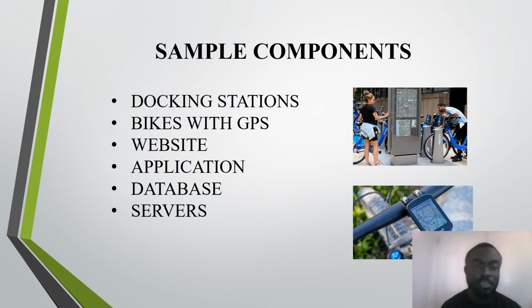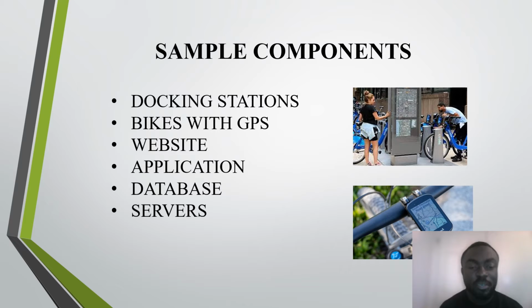As I said, the docking stations. Yeah, these are very important parts of the bike sharing system because they have to be set up at places where people will really patronize them. Yeah, and the bikes, we have to get bikes with GPS. Like, I have a picture of a bike with a GPS over there.